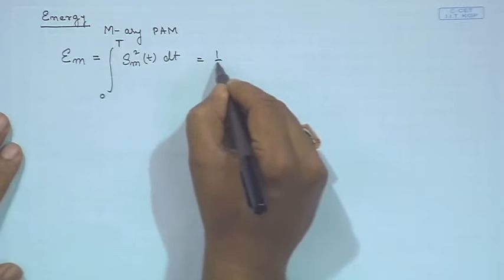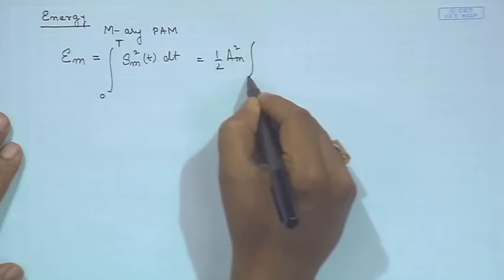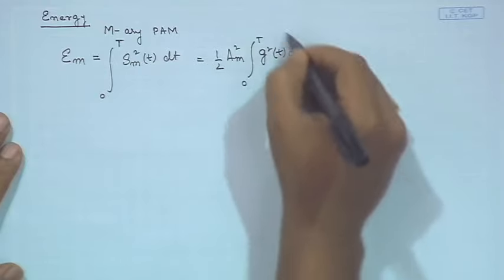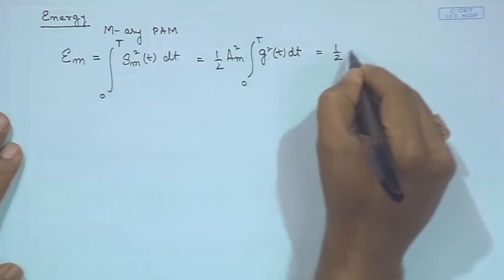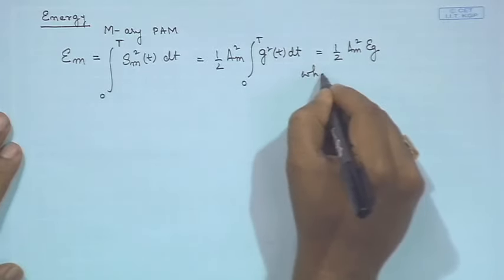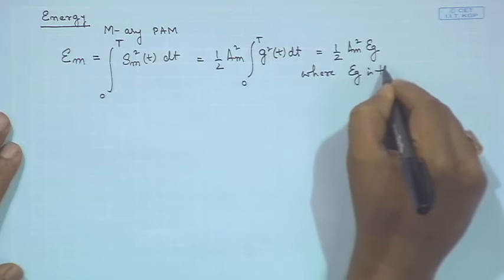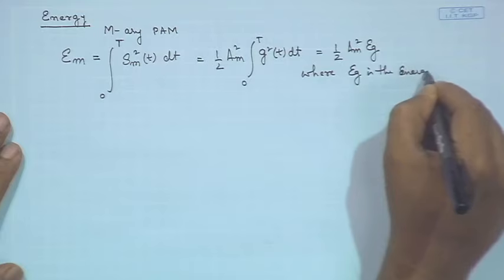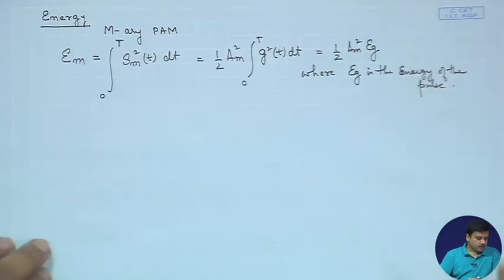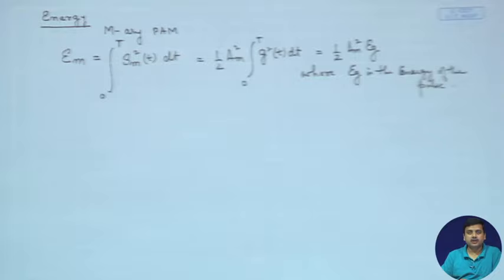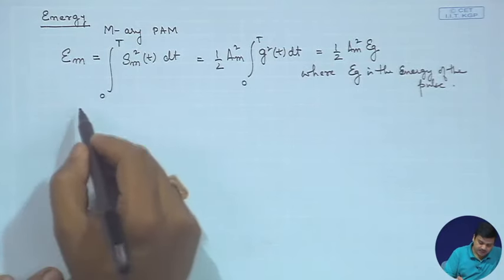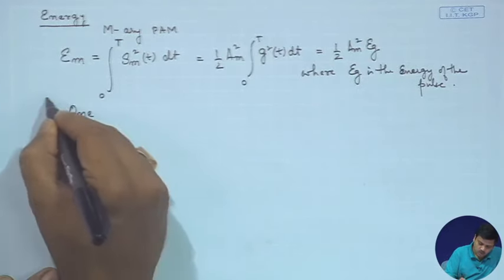So, this is the energy of the mth symbol, right. So, this would turn out to be half Am squared integral 0 to T g squared t dt, and this is the energy of the pulse. So, you could clearly write it as half Am squared Eg, where Eg is the energy of the pulse, right. So, now using this, we will be using this in one of the important calculations that is going to appear soon. So, moving ahead further, we could say that these particular signals are one dimensional.